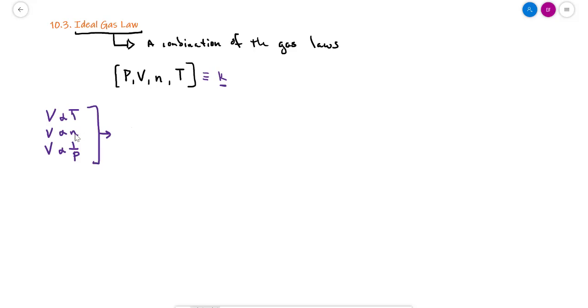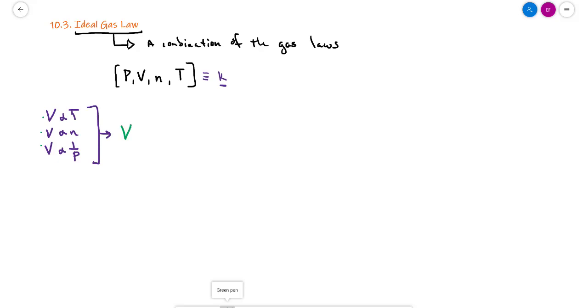So I write up the proportionalities that we learned with the three different gas laws. So we know volume is directly proportional to temperature. We know that volume is directly proportional to the amount of a substance, and we know that volume is proportional to 1 over pressure, or in other words, is inversely proportional to pressure. So in each case, we have volume as the variable, and then its functional relationship to temperature, amount, and pressure.